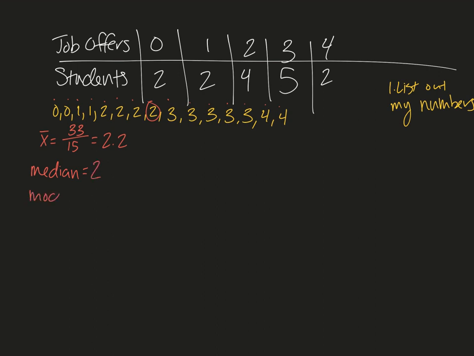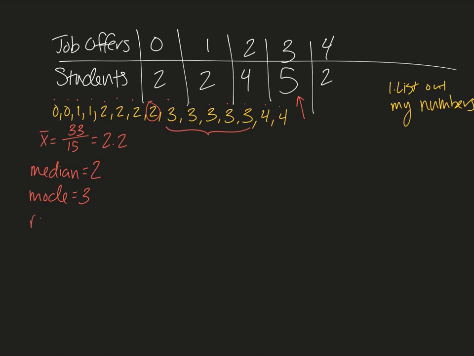Next, we're going to get into the mode, and that is how many job offers occurred most often. You can figure this out from either just looking at your numbers you listed out or looking at the table. You can see that 5 was the most number of students that got a specific offer. So we see that 5 students got 3 job offers. So the number of job offers that came up most was 3. And again, you can see that here because we have 3 being the most common number that is there.